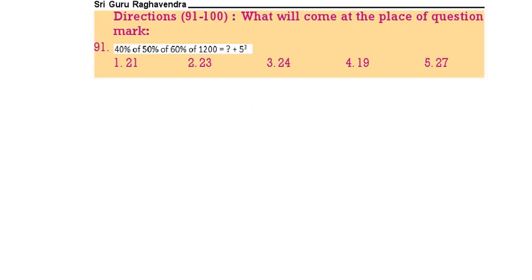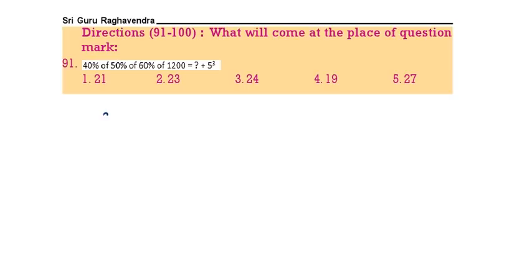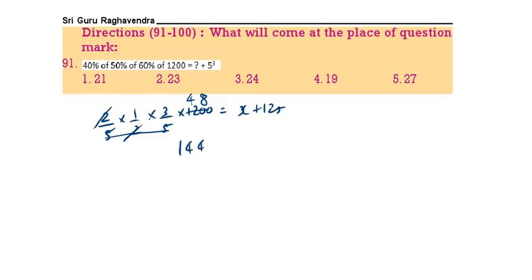Next one, 91. What should come in the place of the question mark in the following questions? 40% of, that means 2 by 5 of, 50% is 1 by 2, 60% is 3 by 5 of 1200 is equal to x plus 125. 2 and 2 cancel. This is 25. 25 into 4, 25 into 8. So 144 minus 125, that will be equal to 19. 19 is the correct answer.